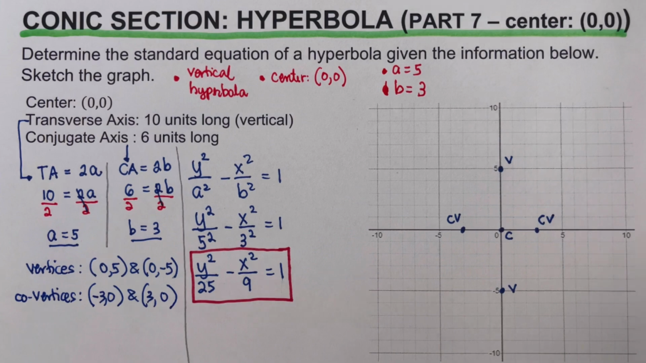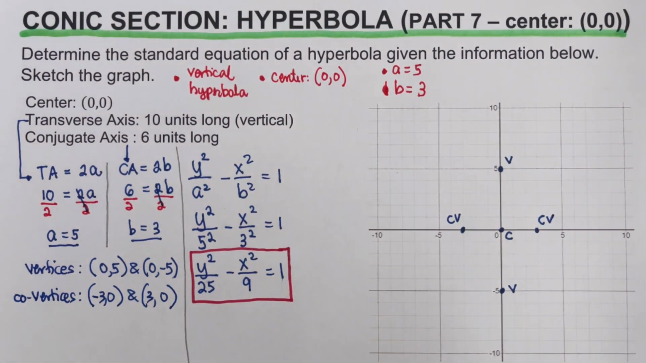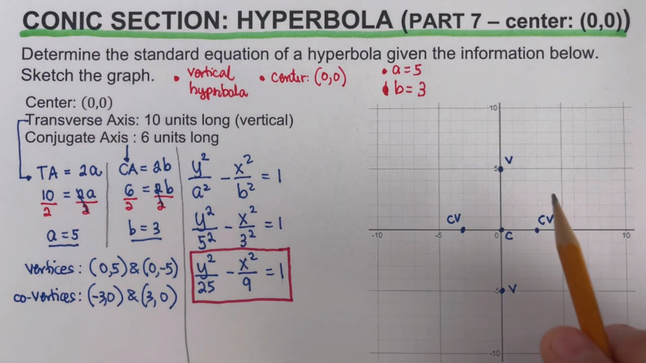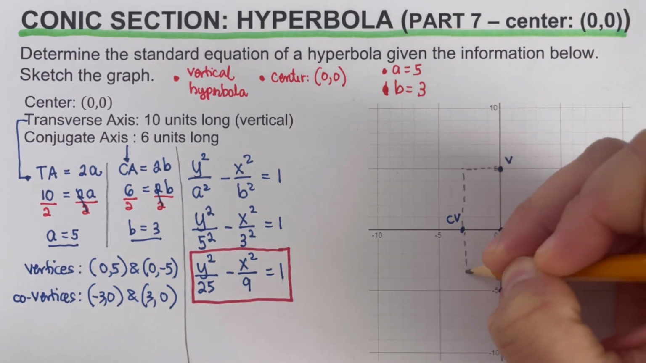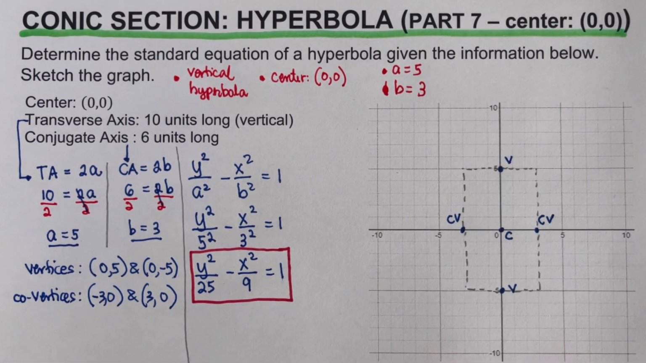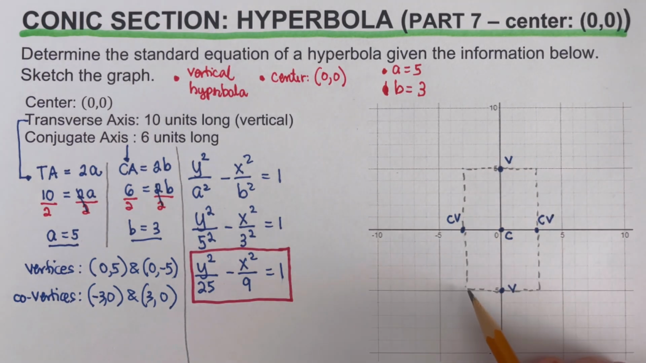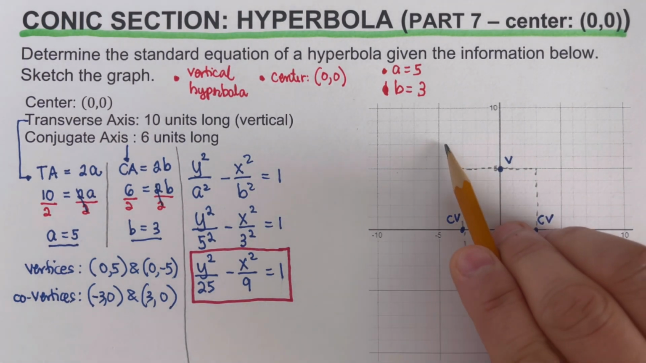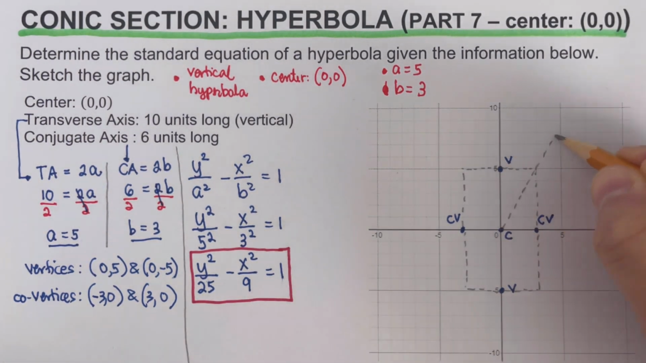Okay, from here we can go ahead and draw the central rectangle of this hyperbola. And again, this central rectangle will connect the two vertices and the two co-vertices. Okay, from here we can draw the two asymptotes. We remember that these two asymptotes would connect the two corners of this rectangle passing through the center, and we also have the other asymptote right here. So I'm going to go ahead and draw those two asymptotes.